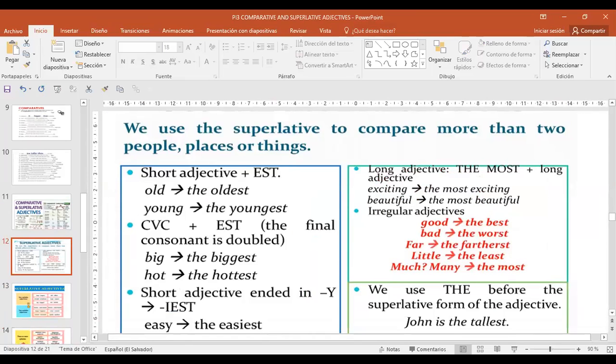Okay, this is something that I already showed you, right? But in this case, this is the superlative, excuse me. We use the superlative to compare more than two people, places, or things, right? More than two, it means that we have to establish a very superior degree. There is no comparison. Remember, for short adjectives, we just add EST: old, oldest, young, youngest. If you have a CVC, consonant plus vowel plus consonant plus EST, the final consonant is doubled: big, the biggest, hot, the hottest.